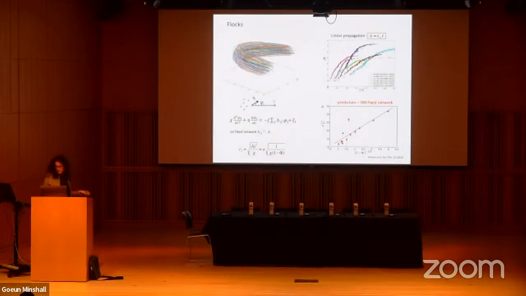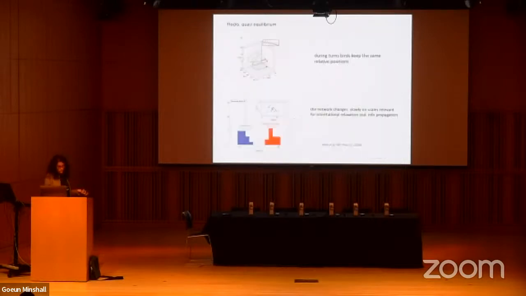So this suggests that activity is not really very important to explain this kind of phenomenon. And actually, if you look at the trajectories during the turn, you see that the birds actually turn in a way that they keep their neighbors during the whole turn. Okay, so really it's true that the network remains the same.